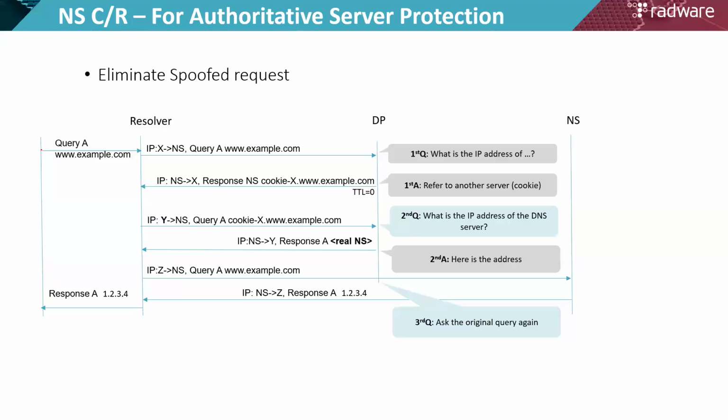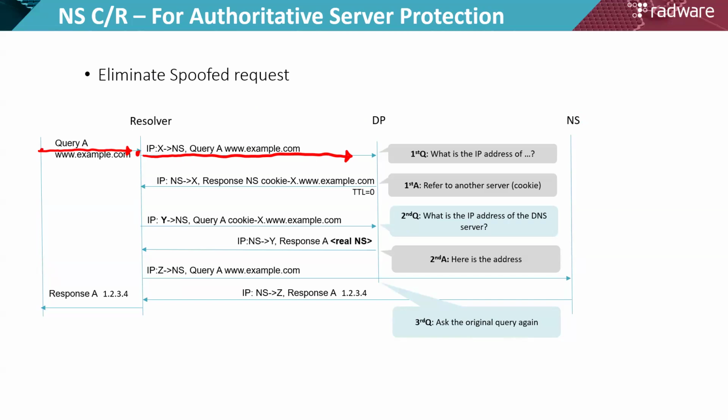So let's suppose the client is requesting example.com. It reaches the ISP resolver. Okay. The ISP resolver forwards that request to the DP, which is Defense Pro, and the actual name server is sitting behind the Defense Pro. Defense Pro is protecting this name server. Okay. Or the authoritative name server in this case.